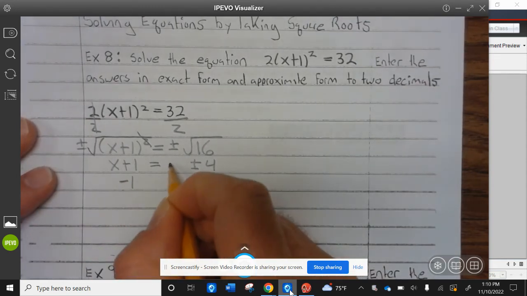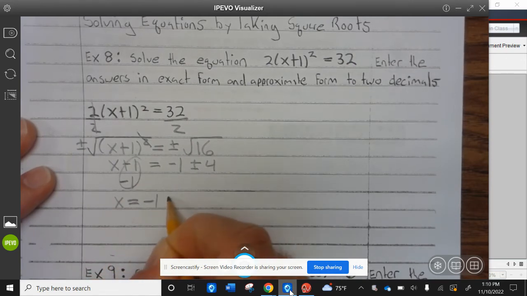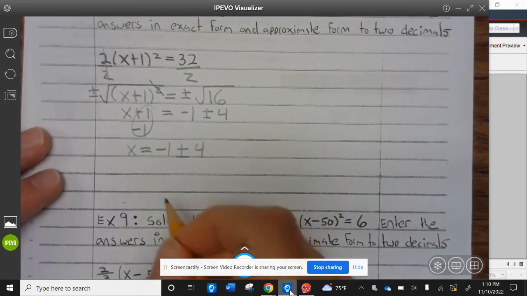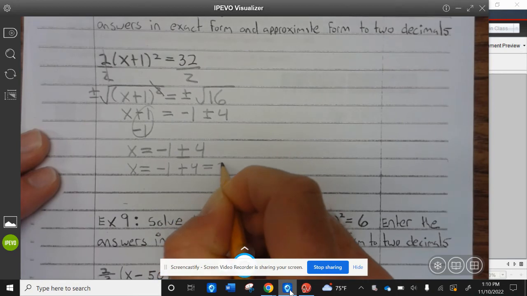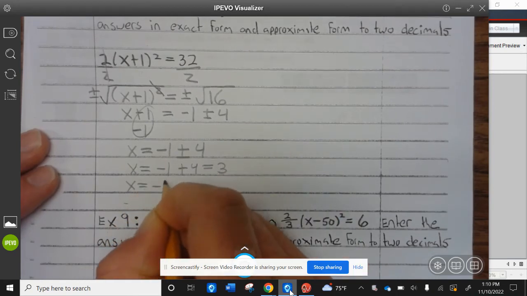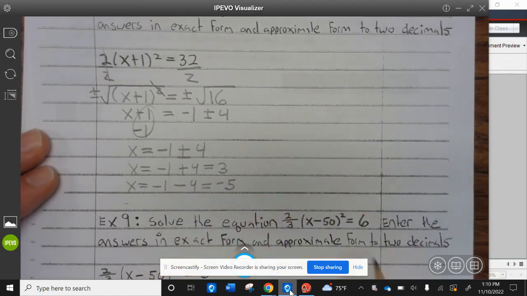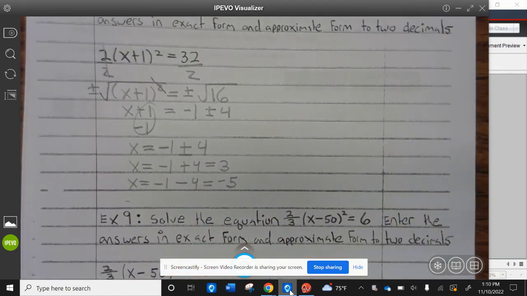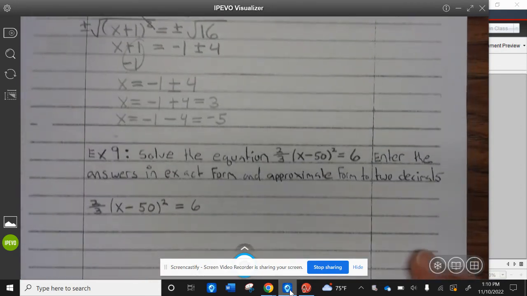I'm going to subtract 1 from both sides. So you get x equals negative 1 plus or minus 4. So x equals negative 1 plus 4, which equals 3, and x equals negative 1 minus 4, which equals negative 5. All right, go and finish up example 8. Let's take a look at example 9.